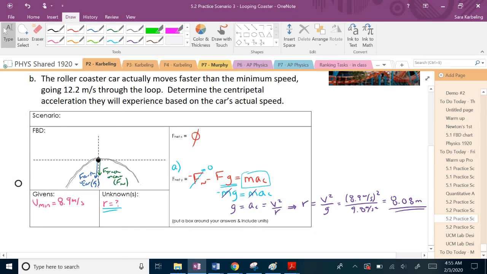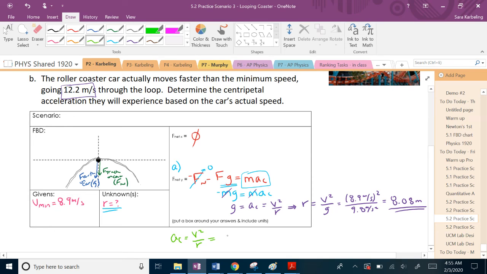It says the roller coaster actually moves faster than the minimum speed, which is good to know. It's actually going to move at 12.2 meters per second through the loop. Then it asks us to determine the centripetal acceleration they'll experience based on the car's actual speed. So we're just looking for centripetal acceleration, a sub c, which remember we said is v squared over r. We don't have to do a lot with the forces in this problem.